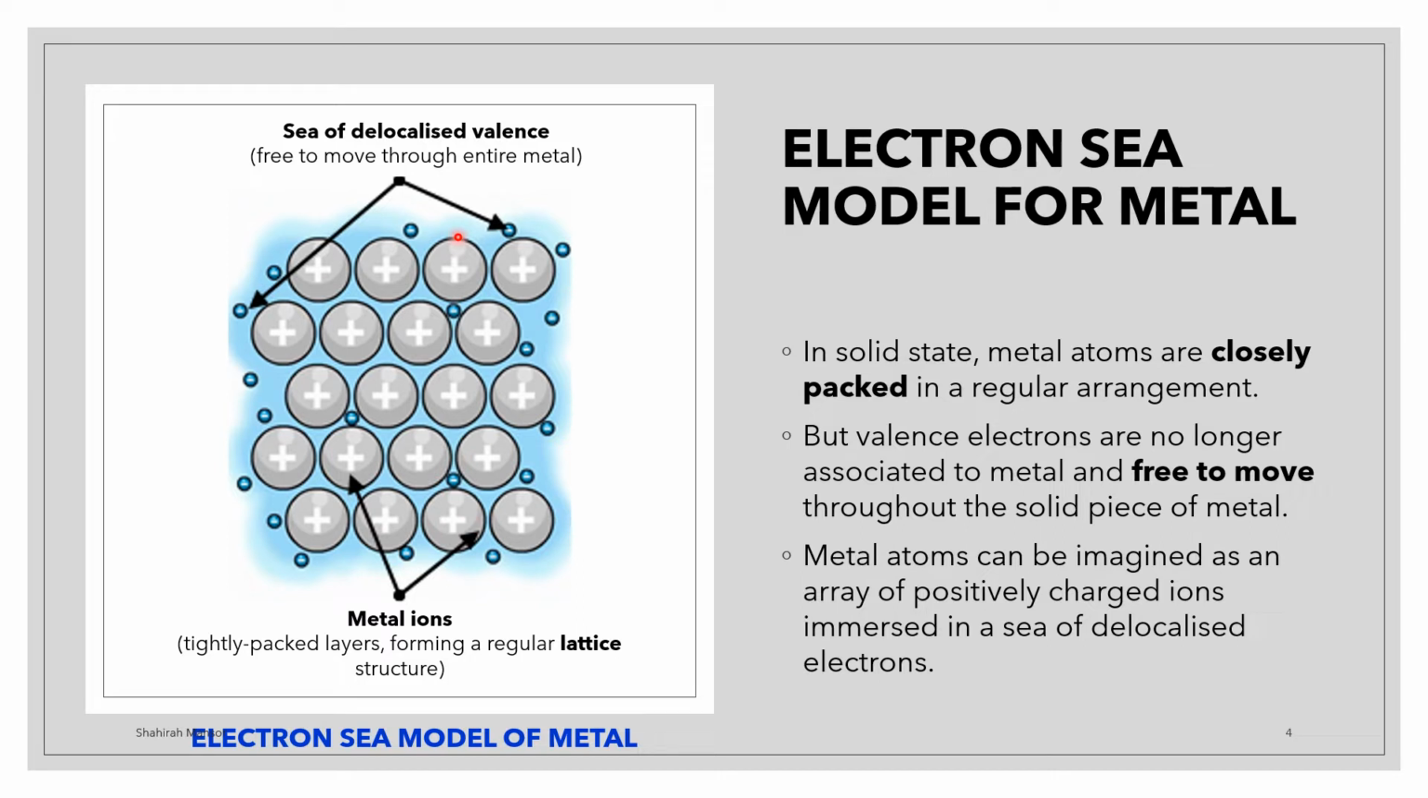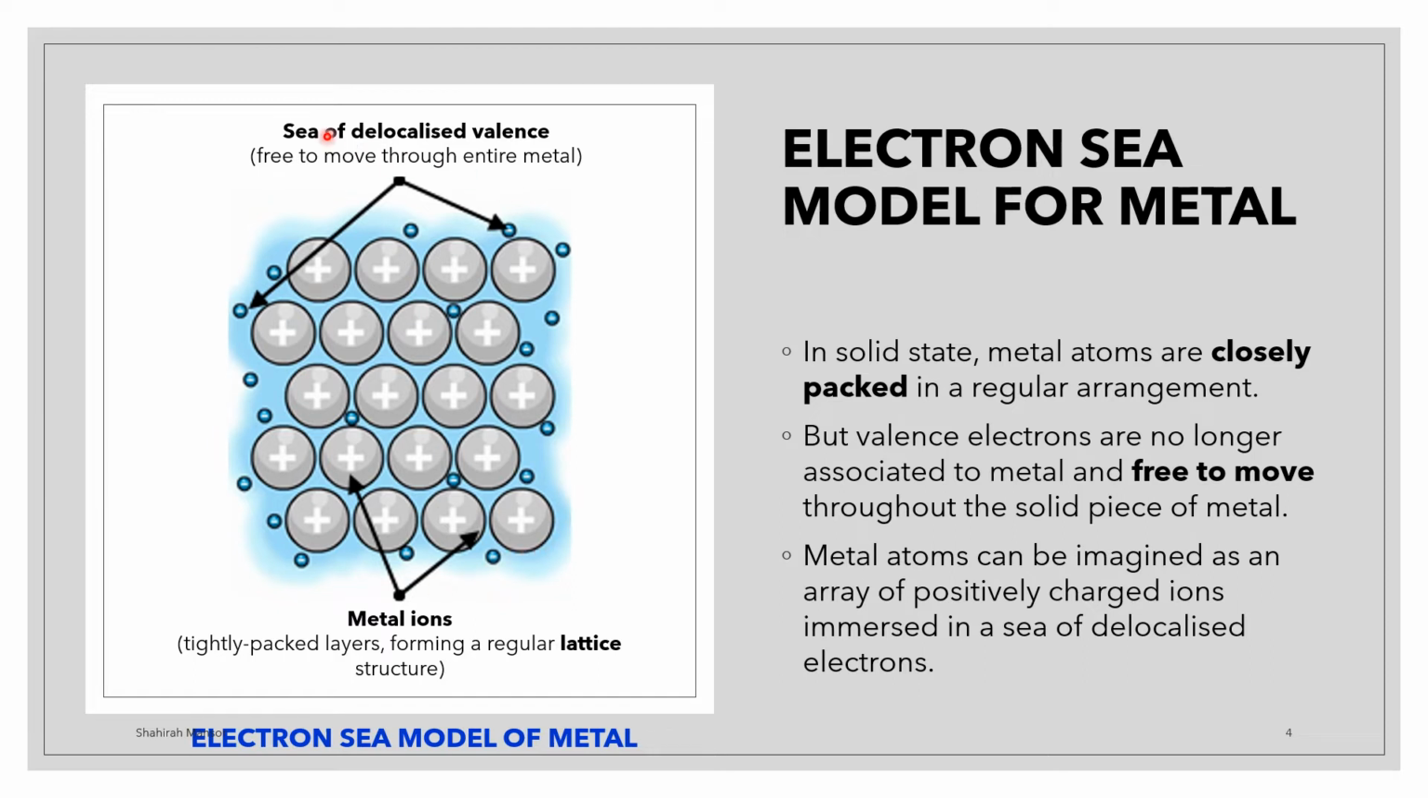Okay, tetapi dalam metal, valence electron are no longer associated to metal. Valence electron ni dia dah tak terikat kepada sesuatu metal tersebut. Okay, and those valence electron are free to move throughout the solid phase of the metal. So bila kita buang elektron daripada metal atom, maka itulah yang akan menghasilkan metal cation di sini. So metal atoms can be imagined as an array of positively charged ions, okay, which is cation, immersed in a sea of delocalized electron.